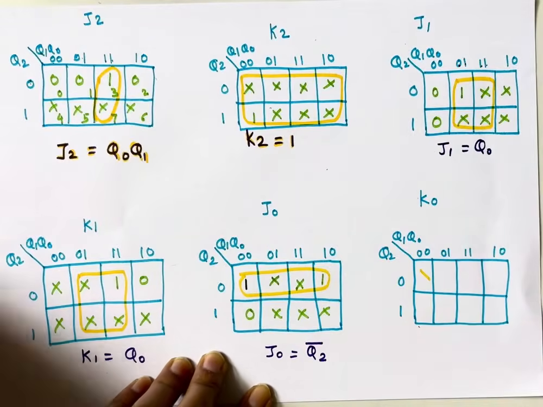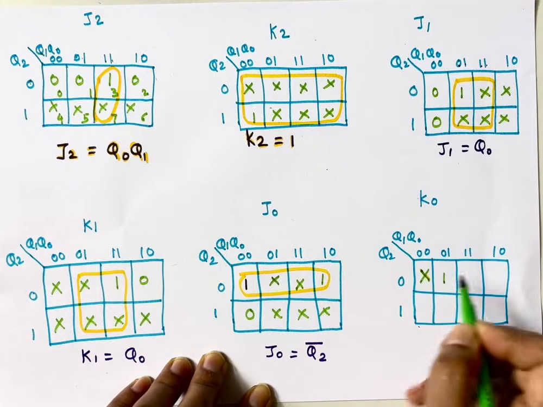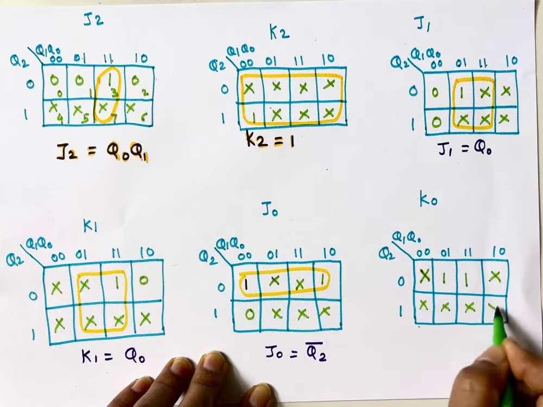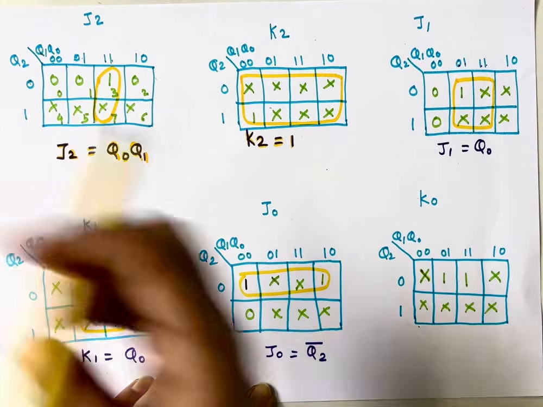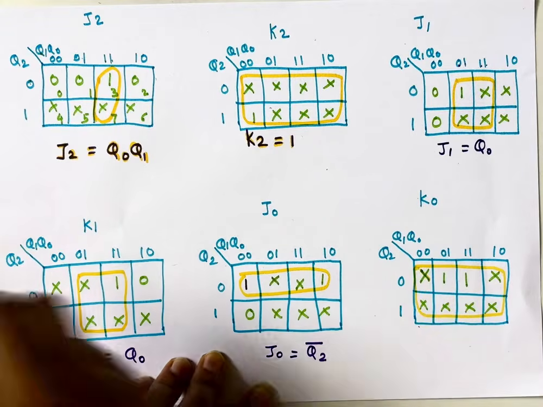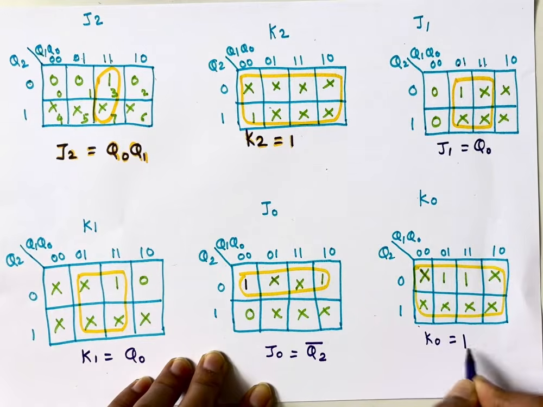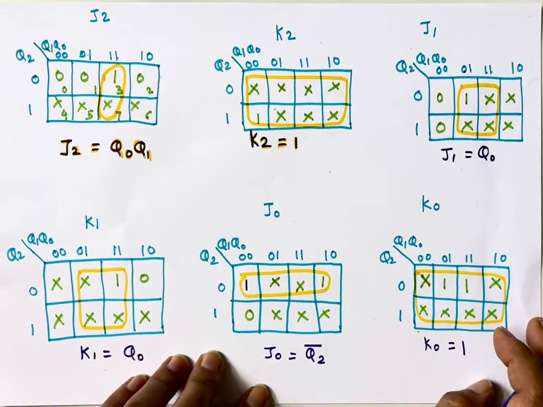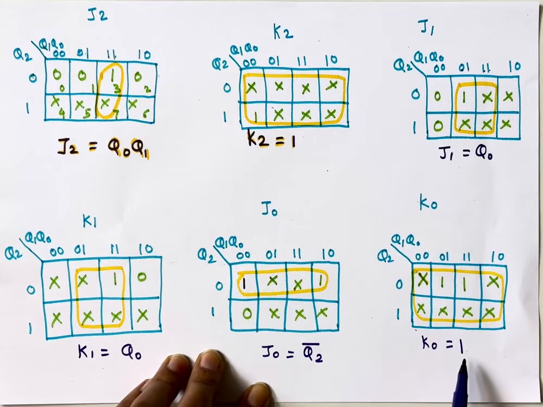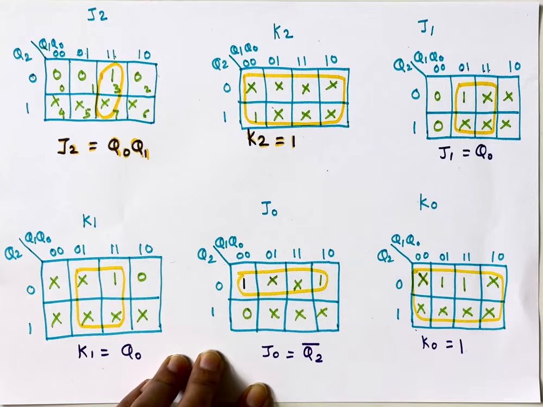Don't care, 1, don't care, 1, and then 4 don't cares. So here also we can group all of them together and the equation becomes K0 equals 1. So now we have equations for each and every input. Then we can use these equations to draw the circuit diagram.